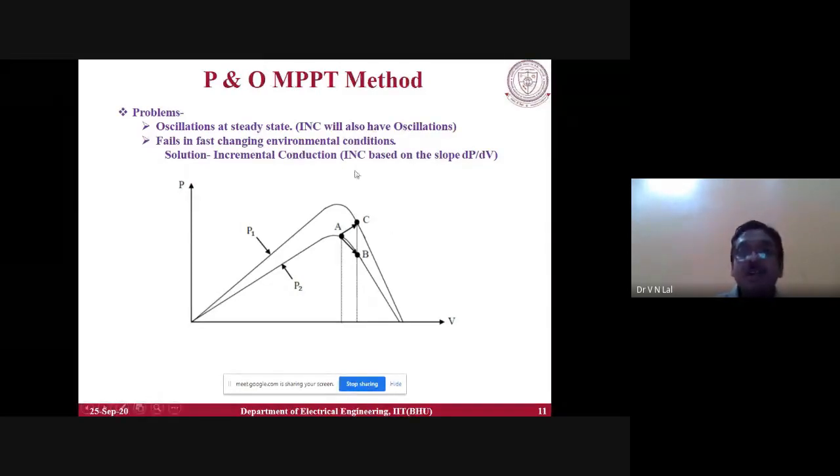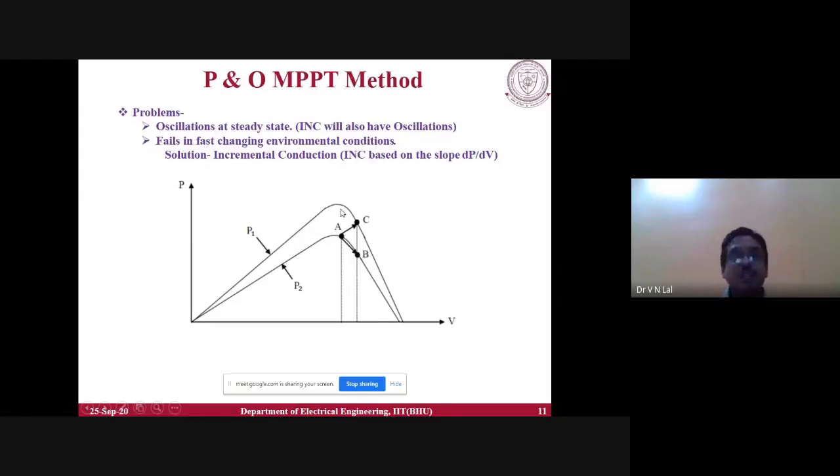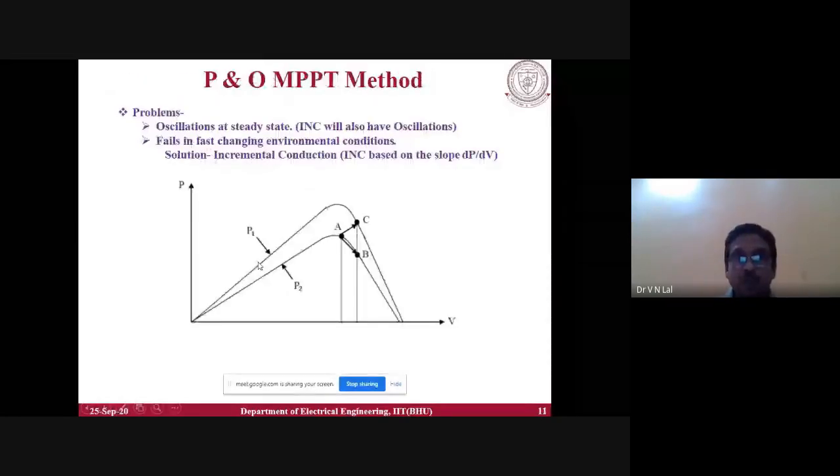Now, the incremental conductance MPPT method. It will be able to track even if there is a fast changing environmental condition, because this INC method is based on the slope of this curve. If the slope is positive, increment should be there. If the slope is negative, decrement should be there. So it is based on the slope.